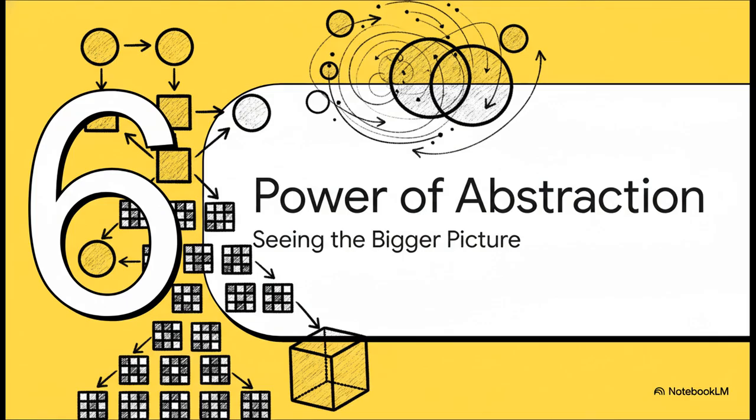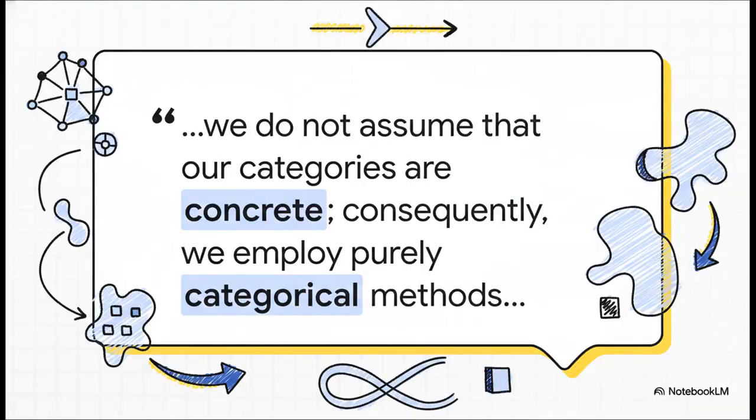So let's wrap this up and just think about what this all means. This work is really a testament to the incredible power of mathematical abstraction, of taking a step back to see the forest for the trees. This quote from the paper really says it all. They're basically saying, we refuse to be tied down to concrete things like sets. And because of that, they're forced to use methods that are more universal and, at the end of the day, just more insightful. They're focused on the pure underlying logic of the system.